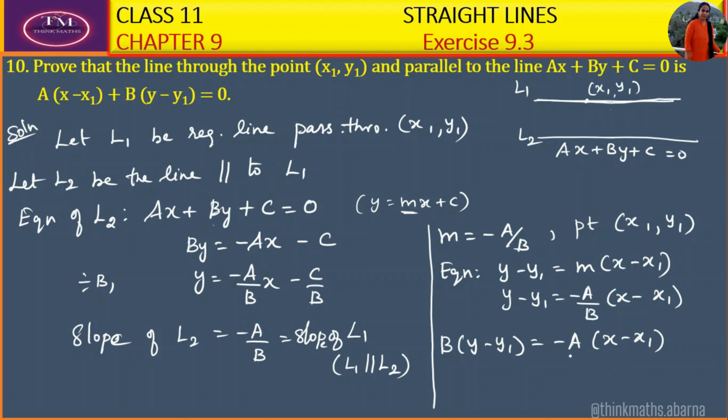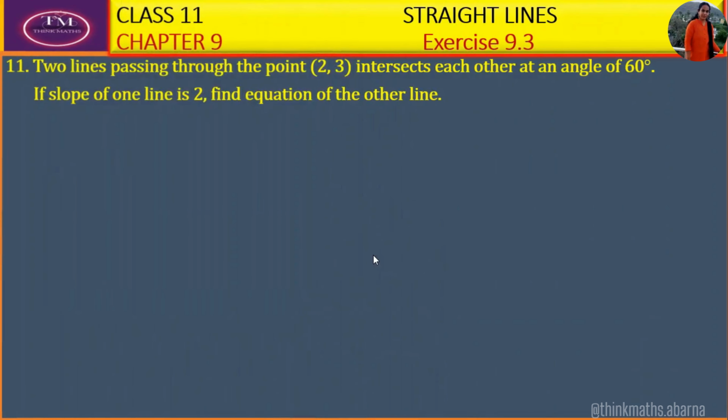Now bring this complete term to the LHS. It will become plus. So plus a into (x minus x1). The same term b is on the left hand side. So it is plus b into (y minus y1) equal to 0. Okay. So this is the required equation we need and we have proved it. Clear children? Understood? Yes. So moving on to the 11th question.